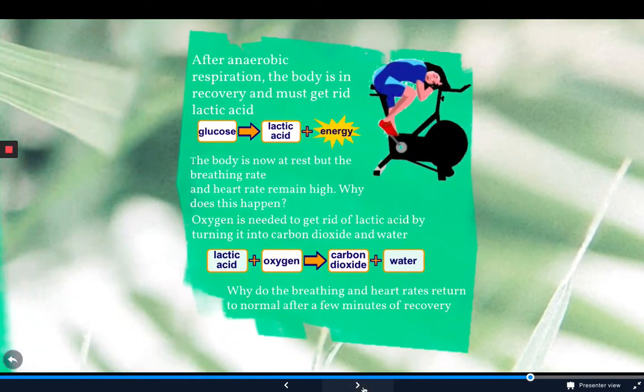After anaerobic respiration, the body is in recovery and must get rid of lactic acid. So how does it do it? The body is now at rest, but the breathing rate and heart rate remain high. Even though we stop exercising, for a short period of time our heart rate and breathing rate are still high. Why does this happen? Oxygen is needed to get rid of lactic acid by turning it into carbon dioxide and water. So lactic acid also needs oxygen to be broken down to waste materials such as carbon dioxide and water. Why do the breathing and heart rates return to normal after a few minutes of recovery?